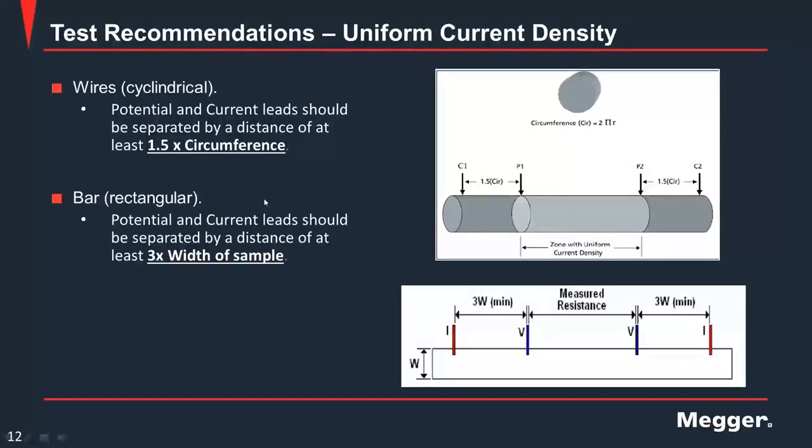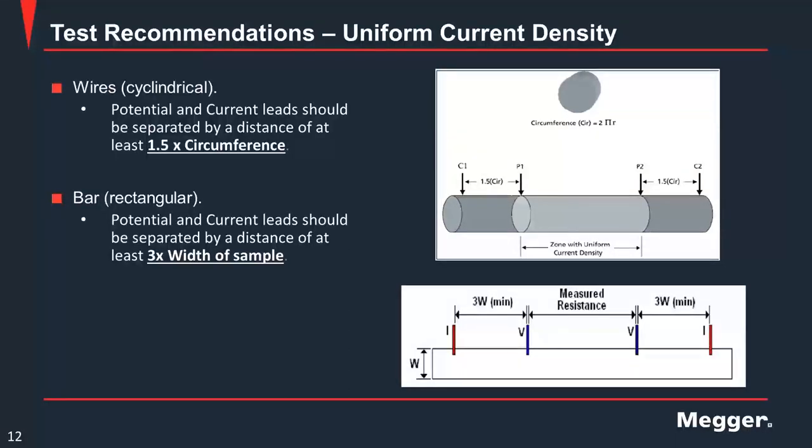And the second way, if you have a bar-shaped or rectangular specimen, the potential and current probes should be separated by a distance of at least 3 times the width of the sample. For example, in the picture on the right, if the width is symbolized by W, the distance between the current probe and the potential probe should be at least 3 multiples of W. This is the minimum to get a uniform current density. This is one of the recommendations from that standard.